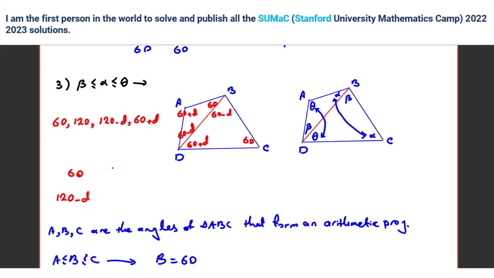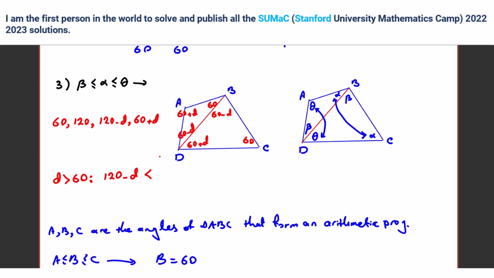Alright, so 120. One thing: which of them is the smallest? Let's consider first d greater than 60. In this case, when d is greater than 60, which of them is the greatest one? The smallest one is 120 minus d, and d.